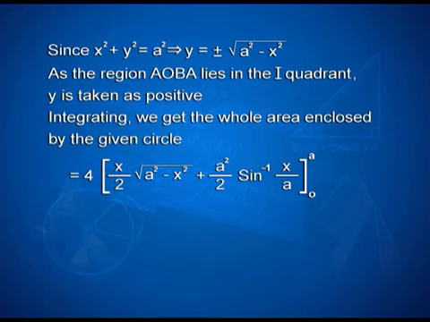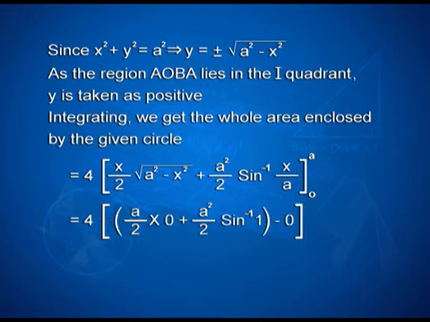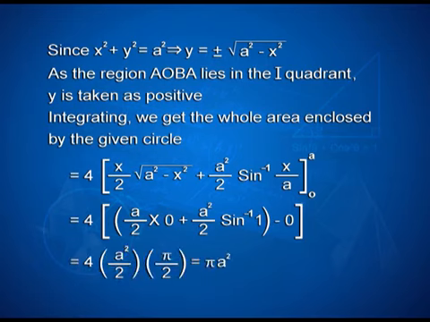On applying limits, we have 4 into a upon 2 into 0 plus a square upon 2 into sine inverse 1 minus 0. On simplification, we get 4 into a square upon 2 into pi upon 2, that is equal to pi a square. Here is one more example.